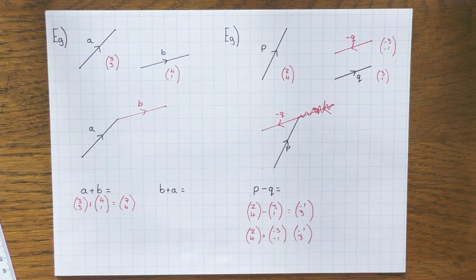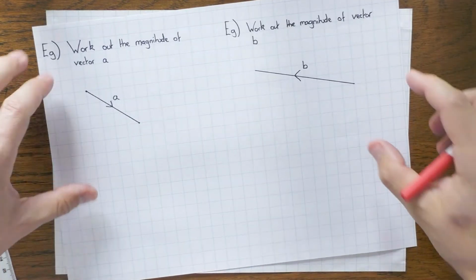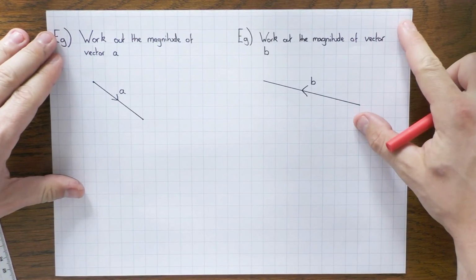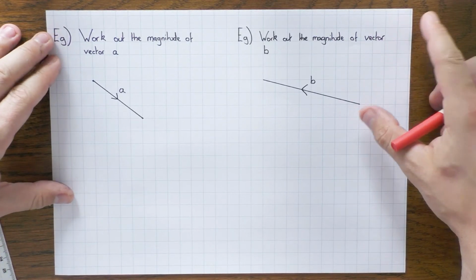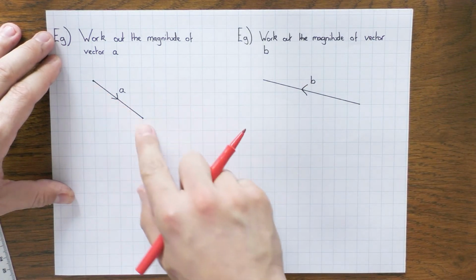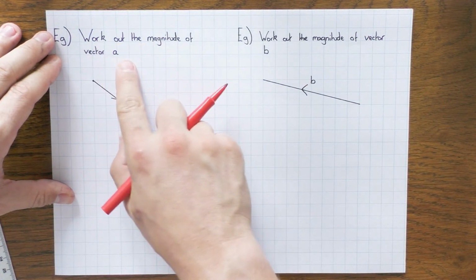Okay, so one more thing to have a look at, which is magnitude. So remember at the start I said vectors are all to do with magnitude and direction. We've looked at what happens with directions. We haven't had a look at magnitudes yet. So here's a vector A. It says work out the magnitude of vector A.